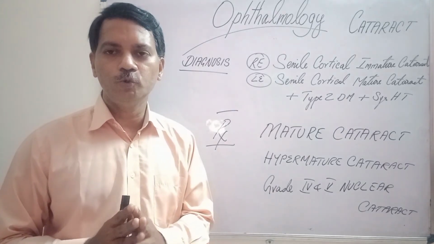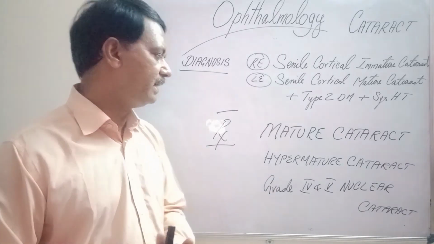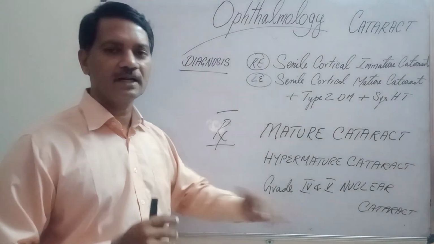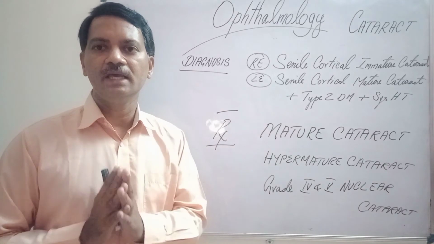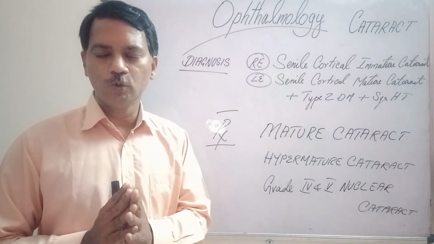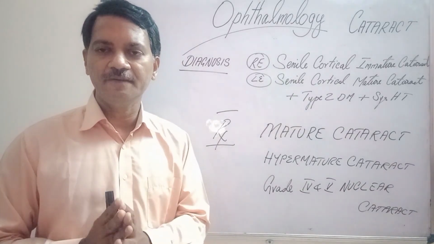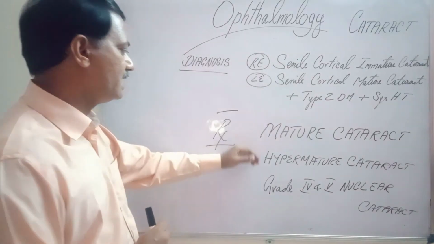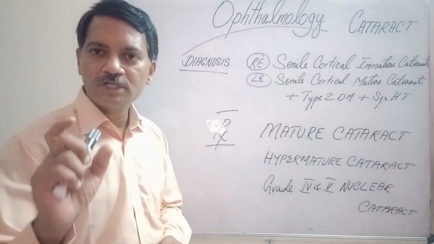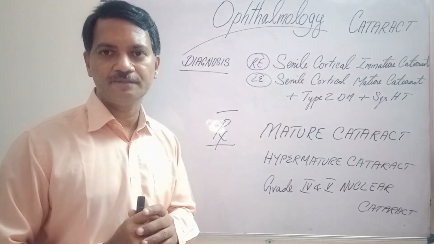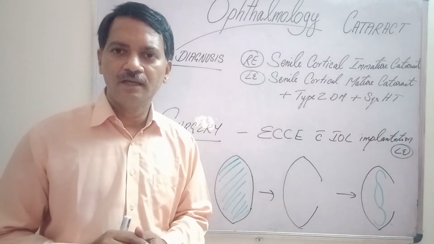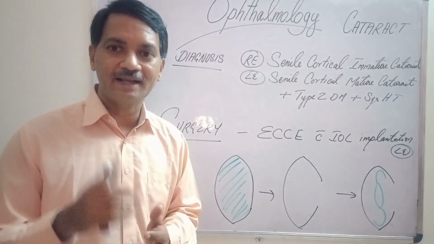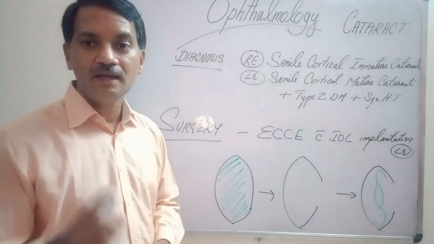So whenever you make such a diagnosis like a hypermature cataract or grade 4 and 5 nuclear cataract, you can follow the same steps towards workup for surgery, and the best surgery in all these cases is a manual small incision cataract surgery. With this, we will stop here today. We will continue with how we are going to proceed with the right eye of our patient in the next session.